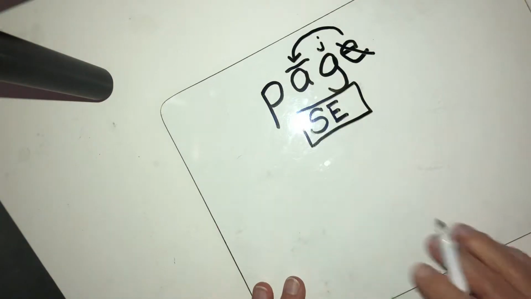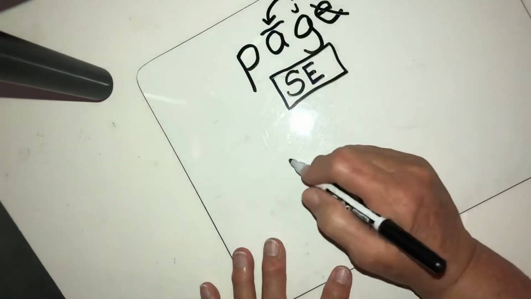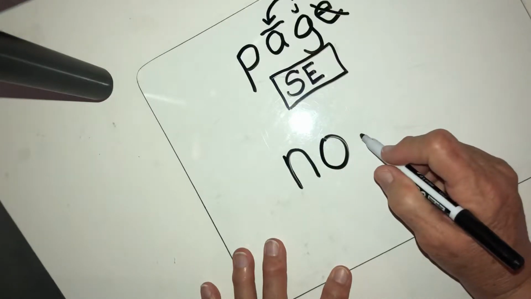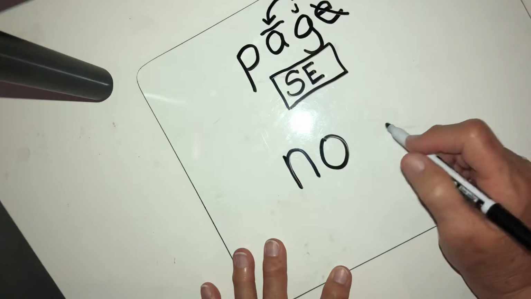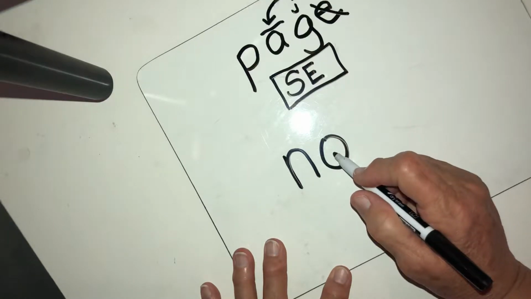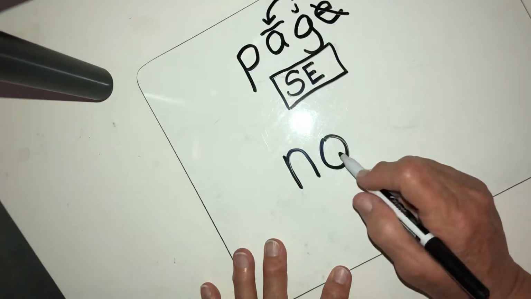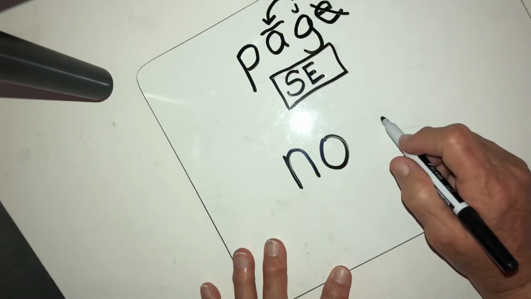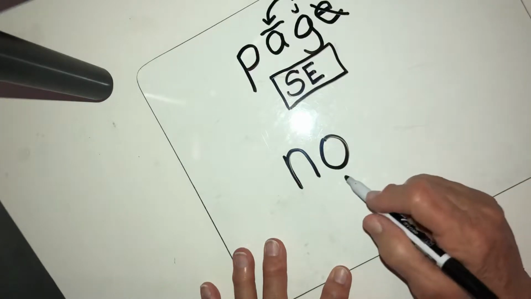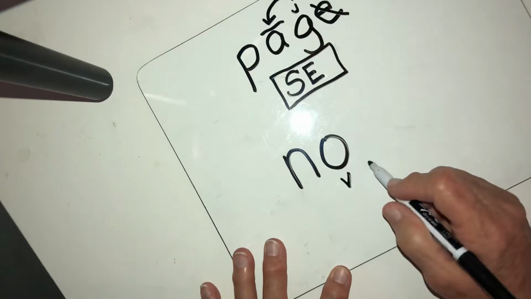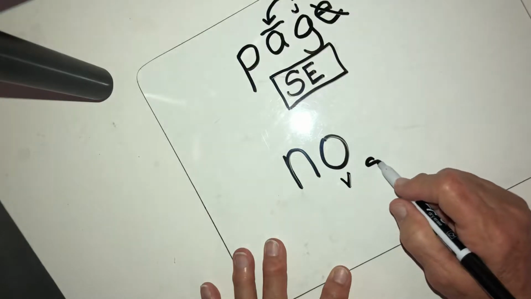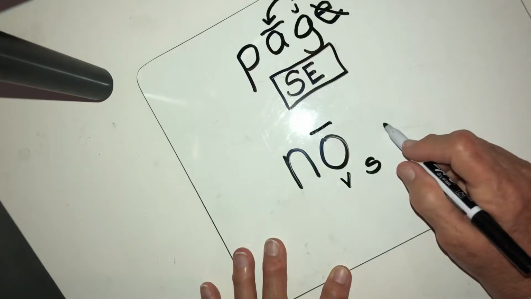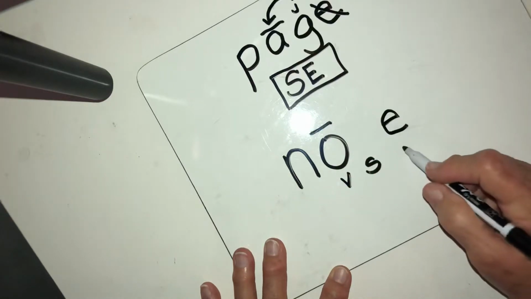Nose. I'm going to do nose. Let me move this up a little bit. So, N, O, and then remember, S can say S or Z. This is a long O sound. You can hear it, nose. So we know that it has to be a silent E word. So whenever you have a vowel and then the S or Z sound and it's long, we know it's a silent E, which is another vowel.